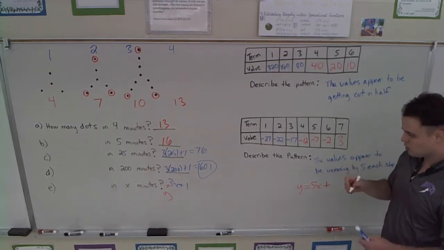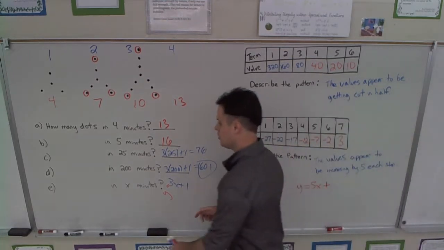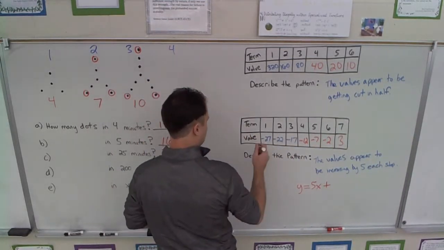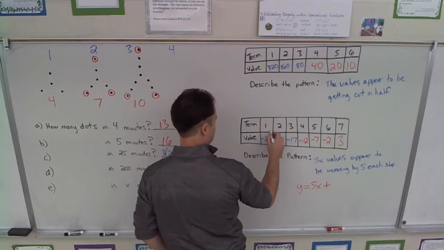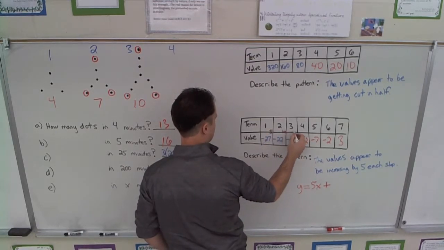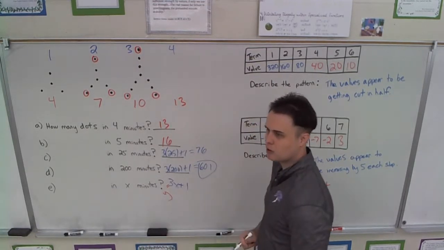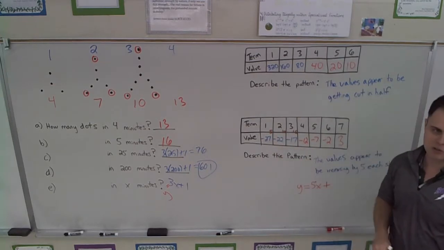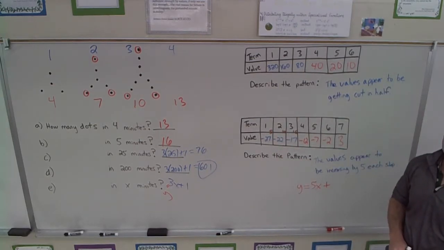So we said, I'm going to get a different color here. The idea was, if we did 5 times x, this would be like 5, this would be like 10, this would be like 15, etc., right? So what's the difference between 5 and negative 27? Negative 22. I think it's more than that.